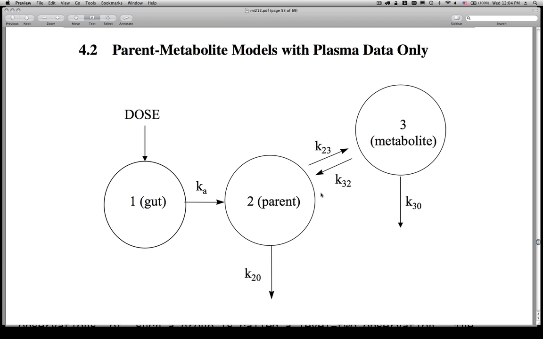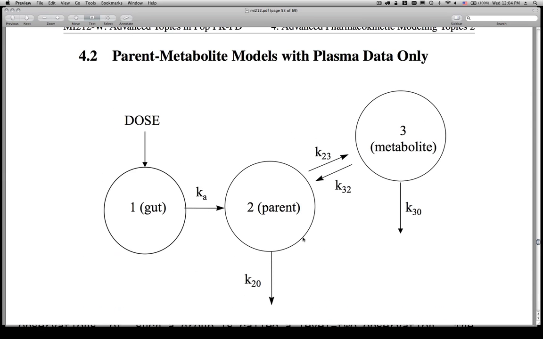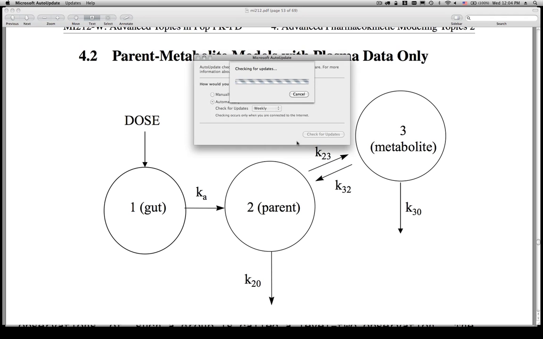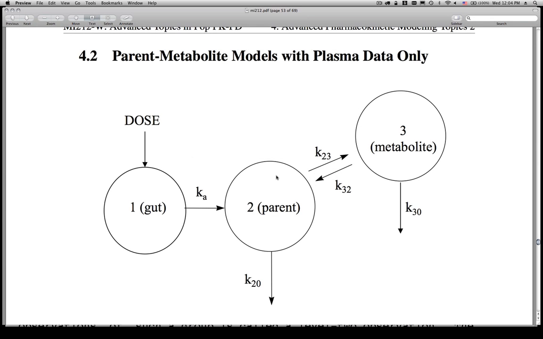Now, there are a few things that we could do to overcome that. But as it stands, that plasma data model is not identifiable unless we eliminate one of these rate constants. So if we had some knowledge that the parent drug was 100% biotransformed to metabolite and there was no other elimination route for the parent, then we'd have a system where K20 was 0. There's no exit here. And we'd have only a single elimination. If we have observation of parent and metabolite, that would be an identifiable system. But as it stands, we do have elimination of parent drug and elimination of metabolite. And so we've got to do something else to make this model identifiable from an a priori point of view.